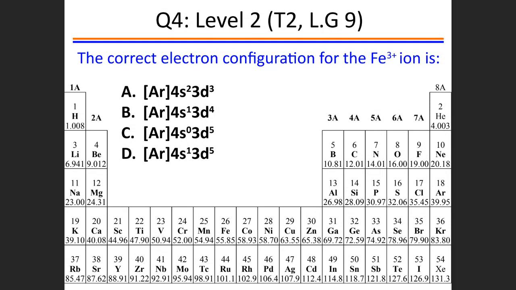Which? 26. Atomic number 26. In the middle, correct? First row? No. Second. Fe. Okay, here we go. Thank you. So iron we have 26, correct?